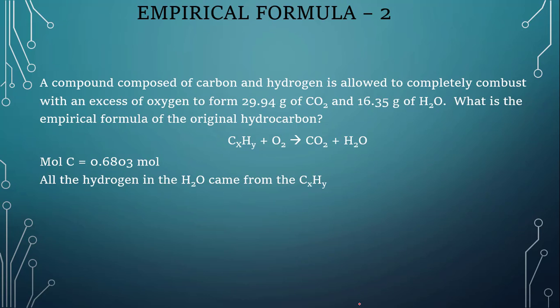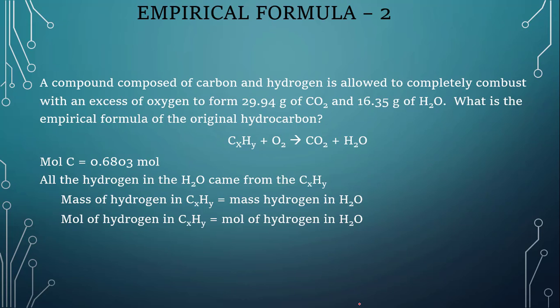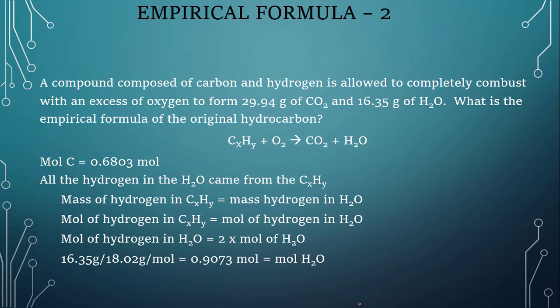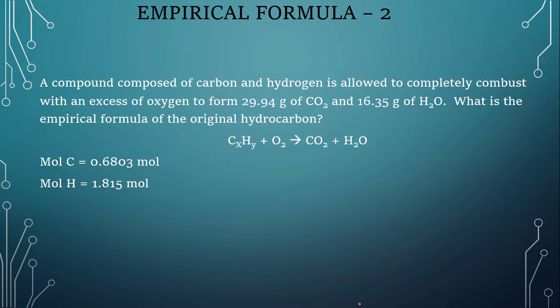We can do the same thing for the water. All of the hydrogen in the water came from the hydrocarbon. So the mass of the hydrogen in the hydrocarbon has to equal the mass of the hydrogen in the water. Same mass, same moles. But we know that the number of moles of hydrogen in water is equal to twice the number of moles of water because there are two atoms of hydrogen for every one molecule of water. So we calculate the number of moles of water. Because we have that information, we double that up and now we have the number of moles of hydrogen in the hydrocarbon. We can put that here and we see that we can now divide by small.